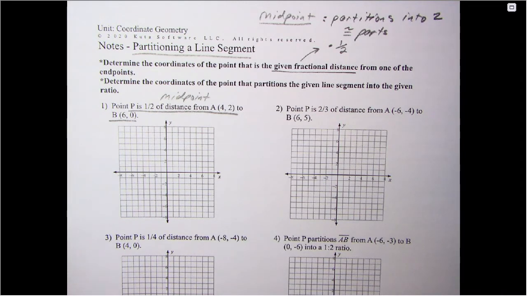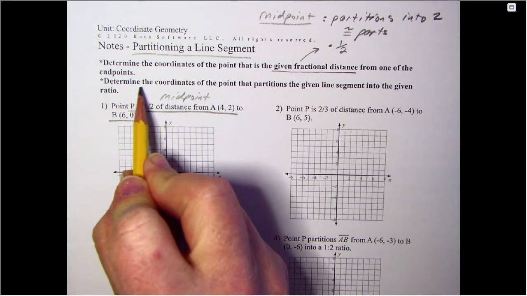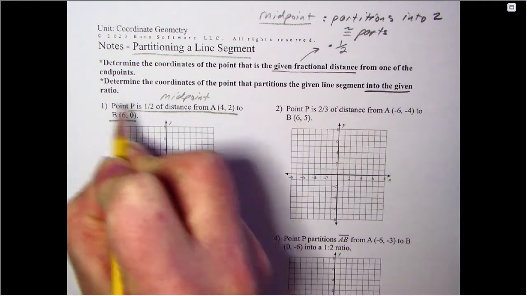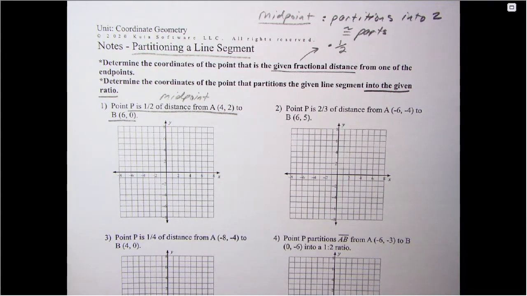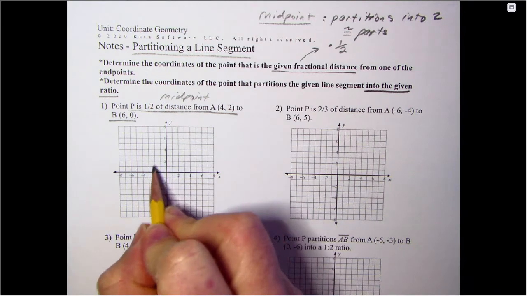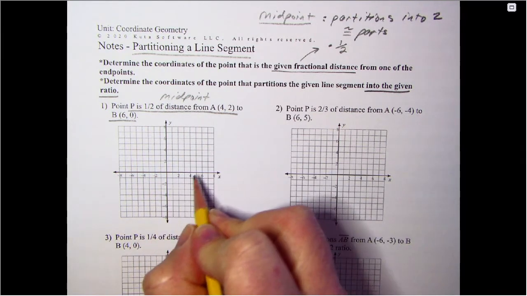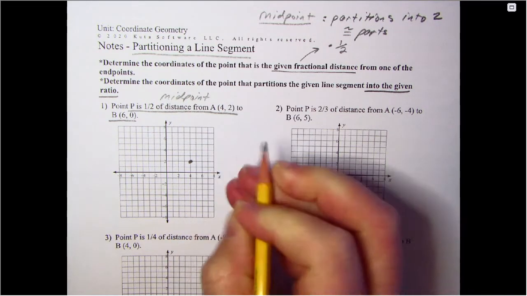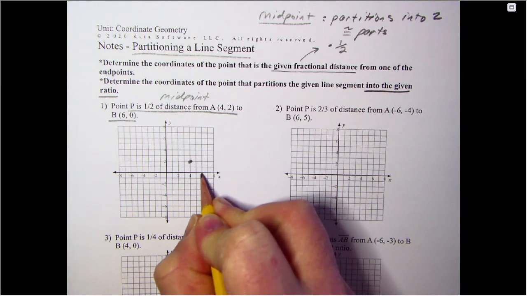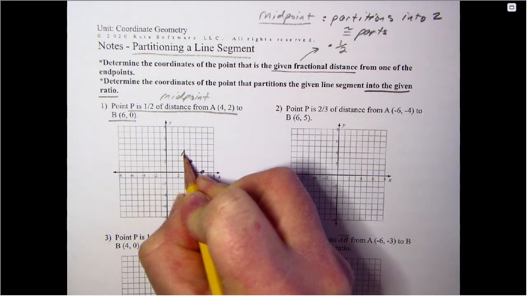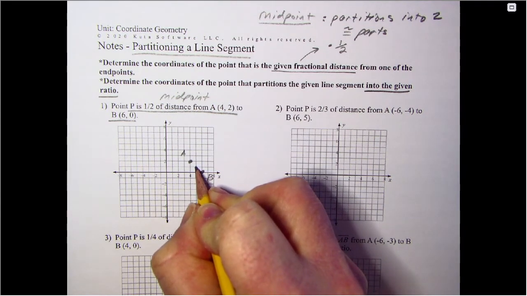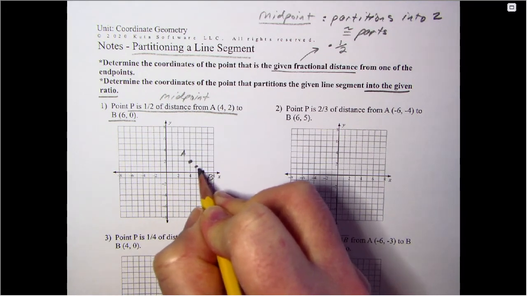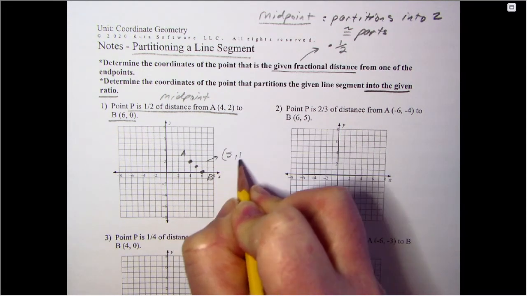The second part of what we're going to be looking at is determining the coordinates of the point that partitions a given line segment into a given ratio. So there are two aspects to this. Let's use number one as an example. If I have point A at (4, 2) and B at (6, 0), here's A, there's B. I think you could all tell that the midpoint is right there. Without even using the formula, you probably know the midpoint's at (5, 1).